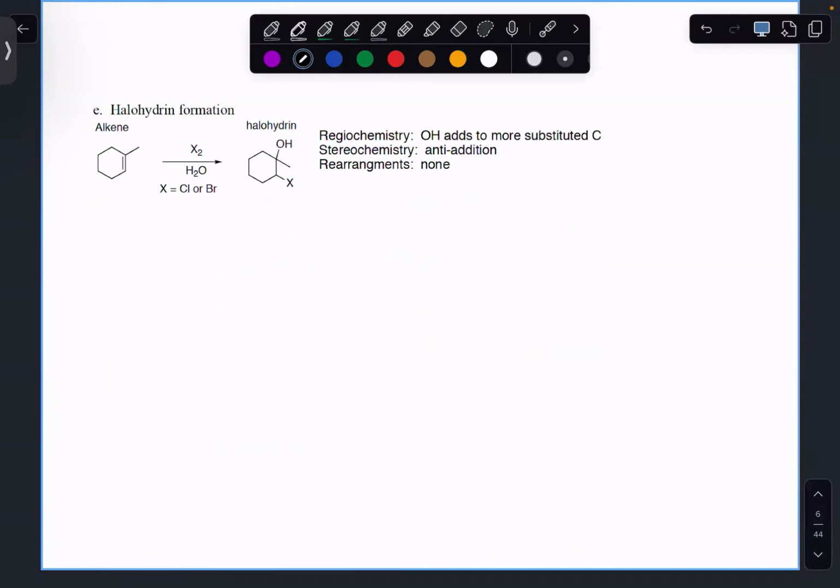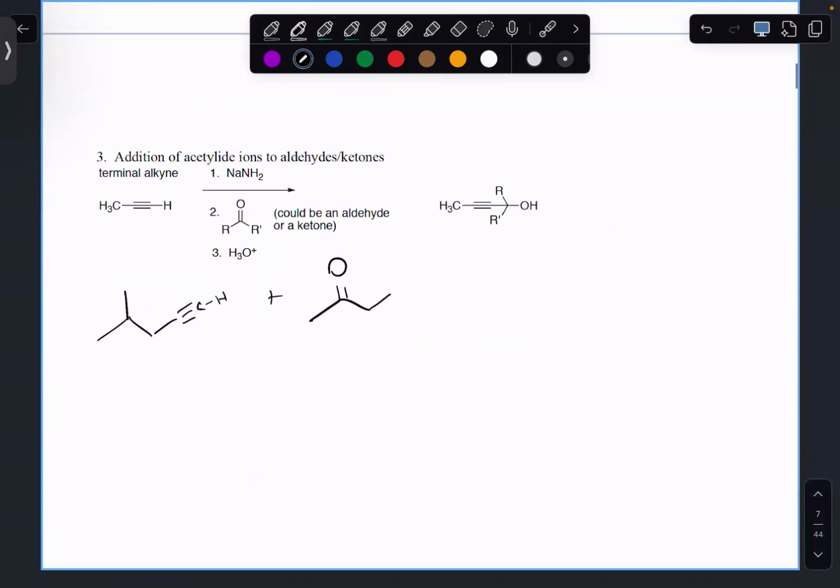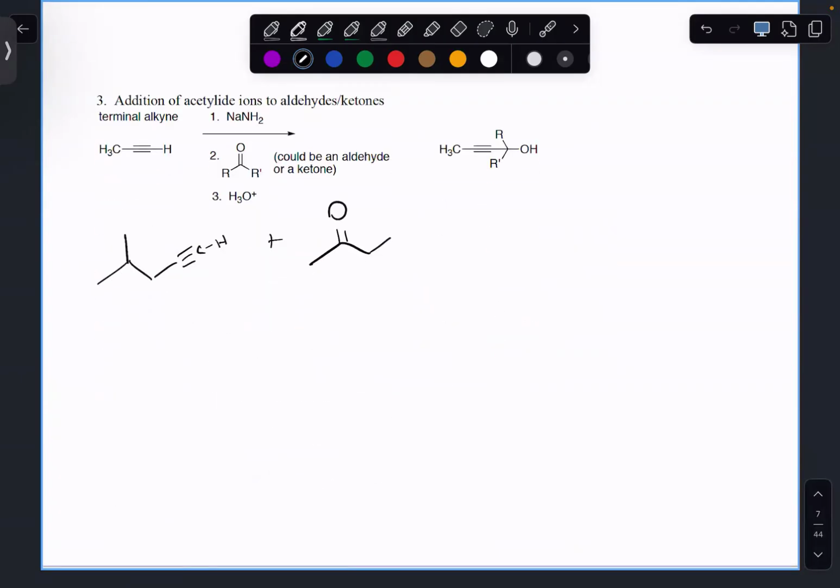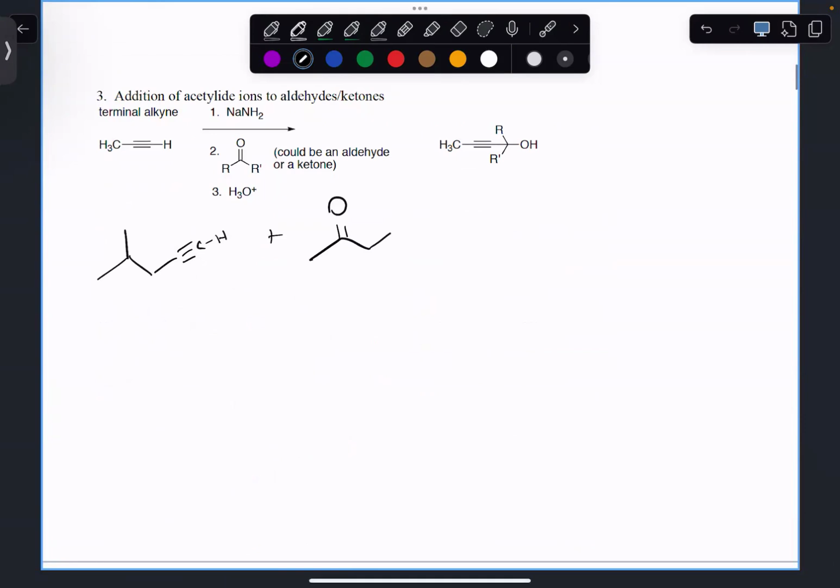You can make alcohol through halohydrin. You can make alcohols through the addition of an alkyne to a carbonyl compound. Again, we've seen that before. Actually, just as a means of review, could you predict the product of that reaction?